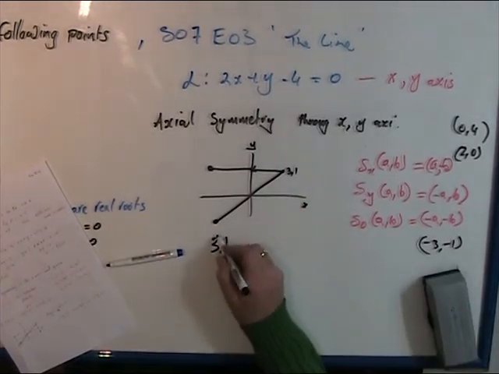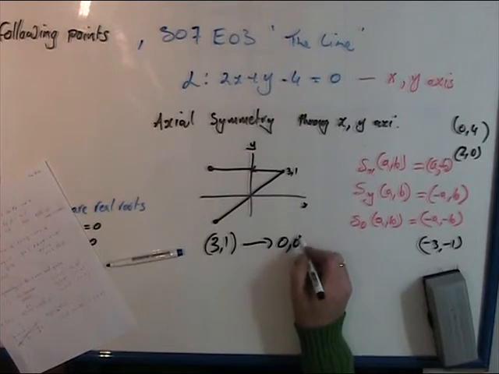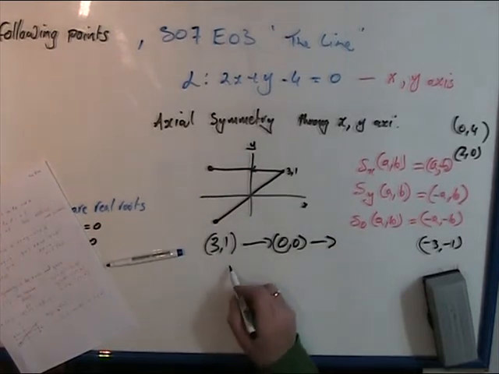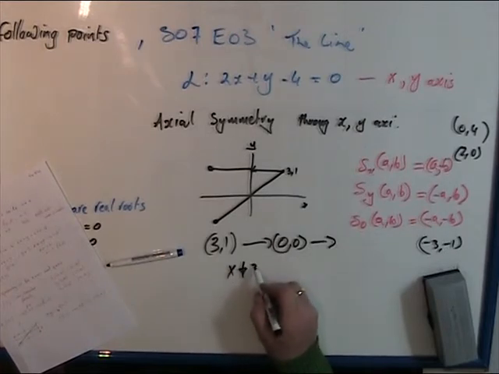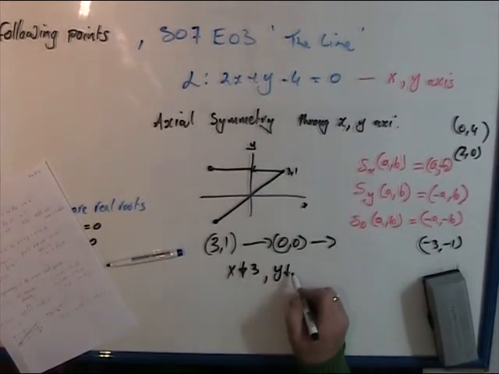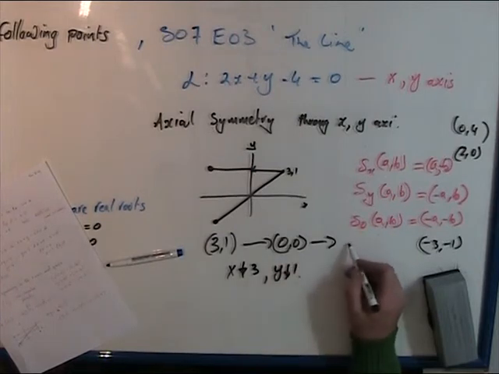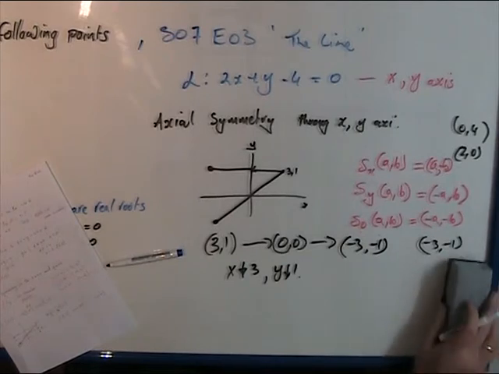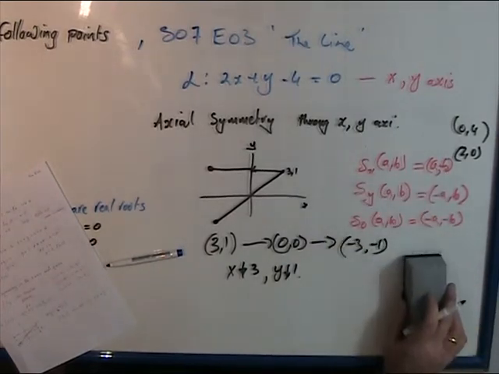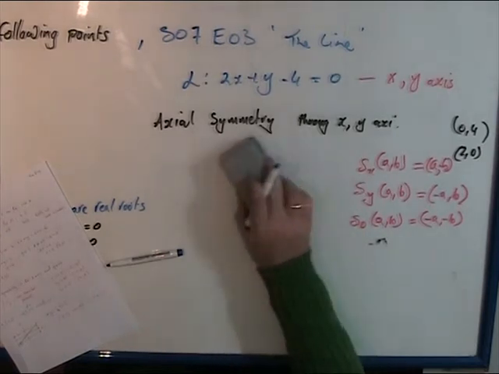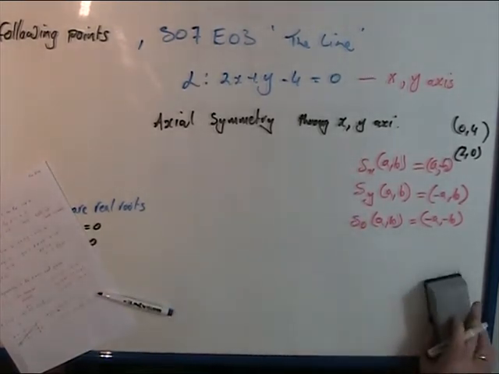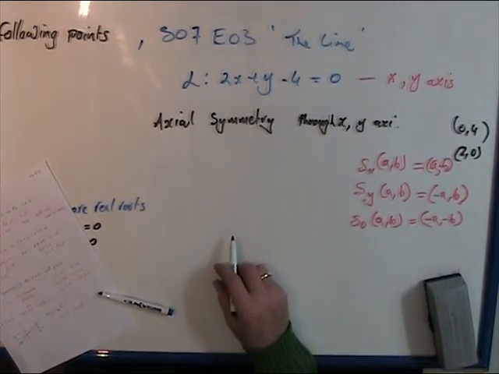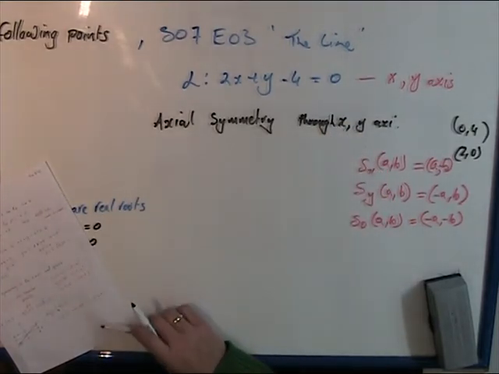So (3, 1) goes to (0, 0) and out the other side. So what happens to the 3? The x goes to 0, so it goes down 3. What happens to the y? It goes down 1. So therefore it's minus 3 and down 1, minus 1. As I said, there's the answer there. If you want to learn the formulas, there's the formulas, but it's just getting the habit of showing you how to. If you're stuck, you can always draw them out. Always draw out the function or draw anything you can. So visualization is 100% here.